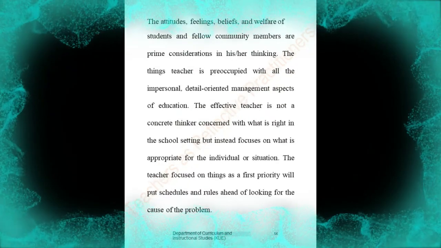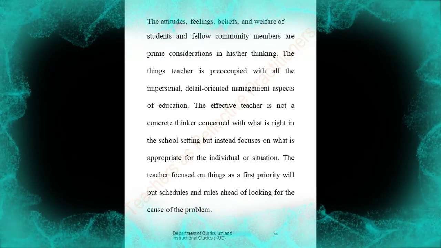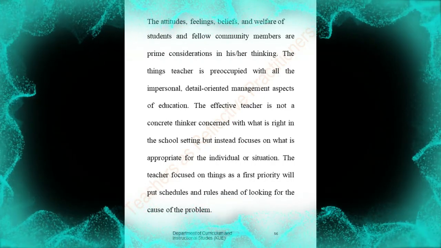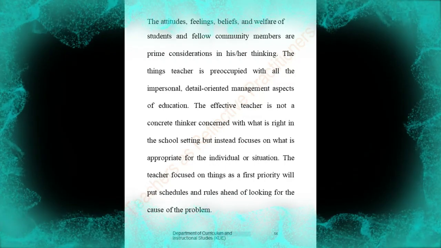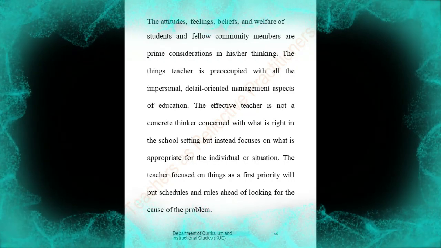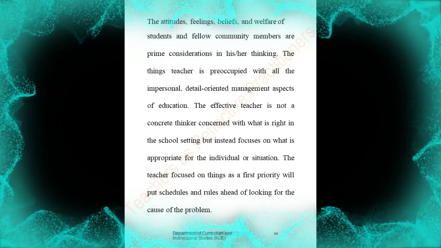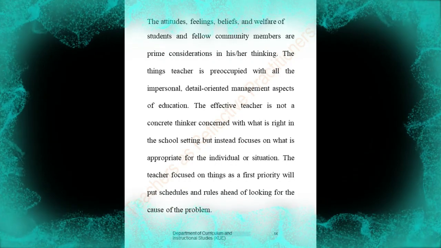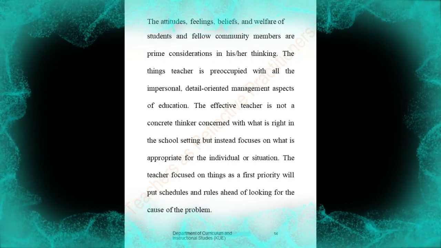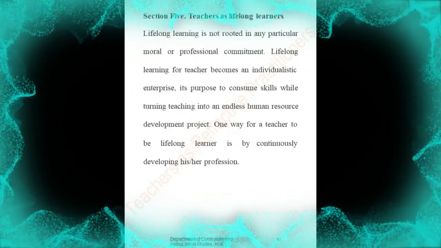People and things. The people teacher is concerned with the human aspects of day-to-day life. The attitudes, feelings, beliefs, and welfare of students and fellow community members are prime considerations in his/her thinking. The things teacher is preoccupied with all the impersonal, detail-oriented management aspects of education. The effective teacher is not a concrete thinker concerned with what is right in the school setting but instead focuses on what is appropriate for the individual or situation. The teacher focused on things as a first priority will put schedules and rules ahead of looking for the cause of the problem.